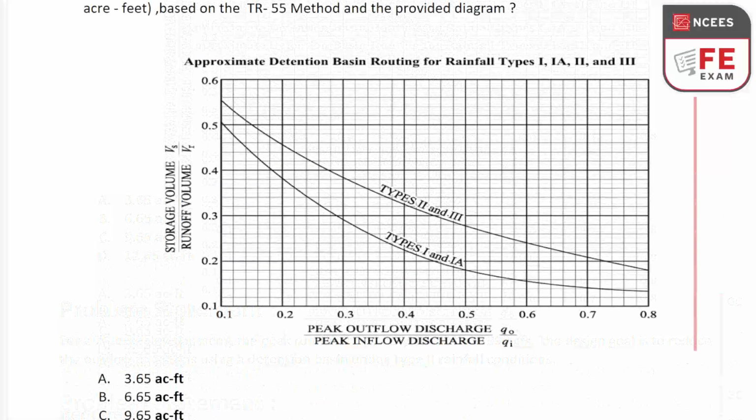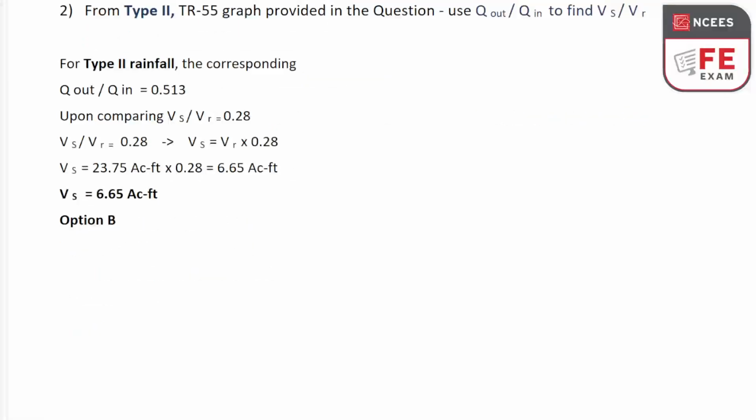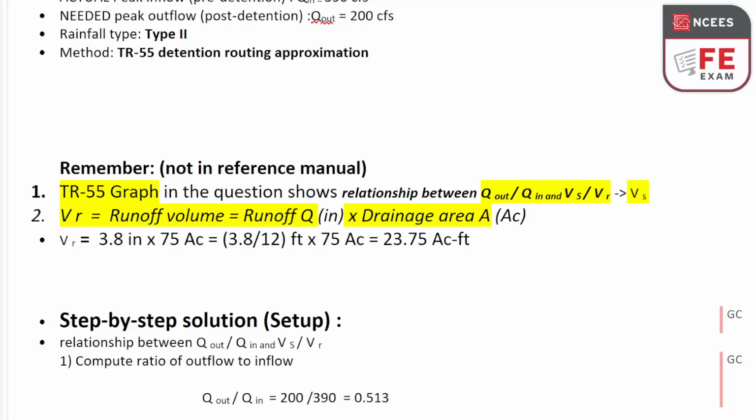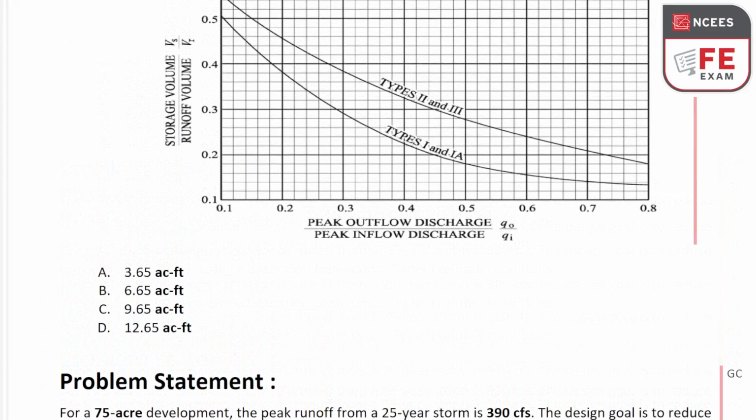Once you put 0.513 in the graph, it will be touching the curve over here, which is approximately equal to 0.28 for Vs by Vr. So Vs by Vr is equal to 0.28, and Vs is equal to Vr times 0.28. And what is the Vr value? 23.75 acre feet. Substituting that, we get 23.75 times 0.28, which is 6.65 acre feet. That is your Vs, which is nothing but option B. That's your answer.